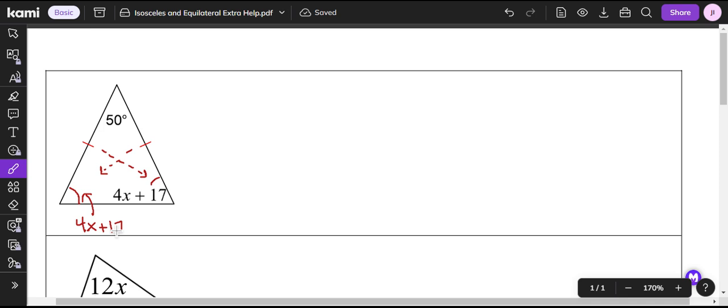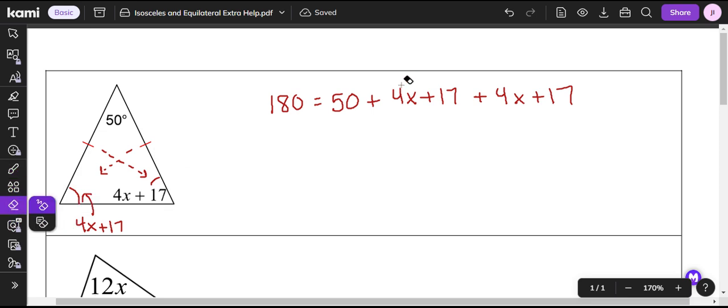So if I have a whole triangle, I have 180 degrees. And inside this particular whole triangle, we have 50 degrees, and then we have two angles that are 4x plus 17. At this point, you may do this two different ways. You may write 4x plus 17 plus 4x plus 17.